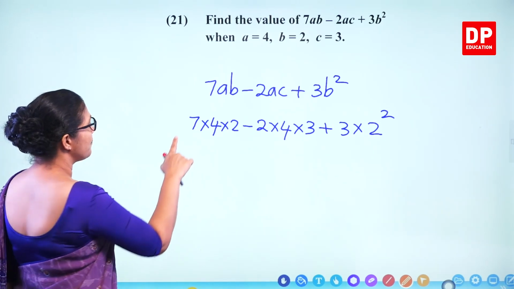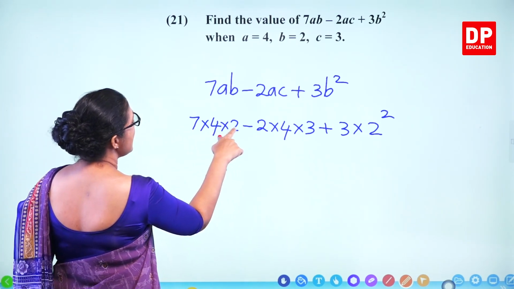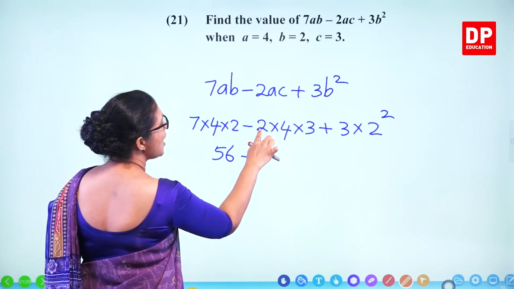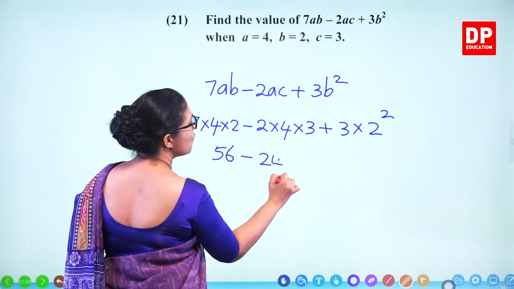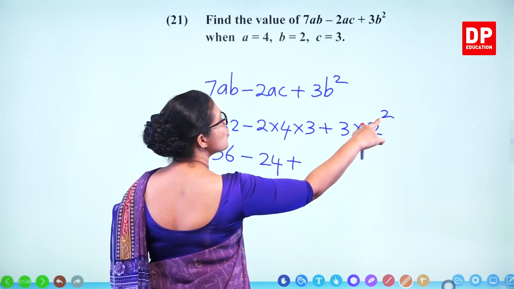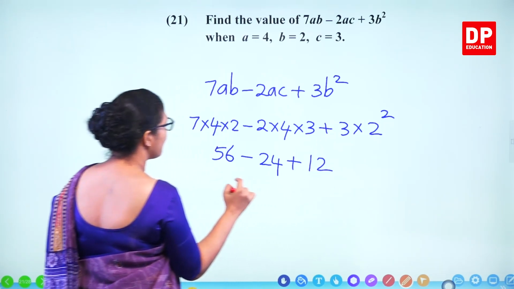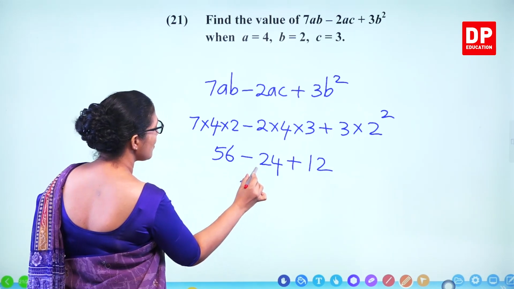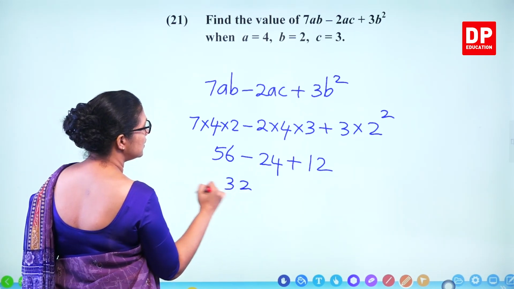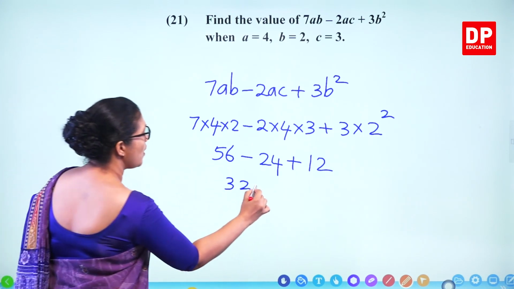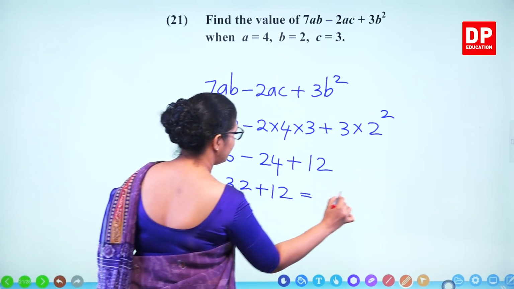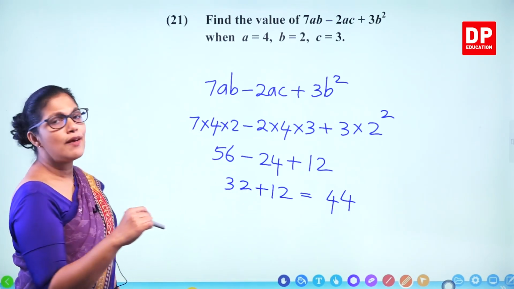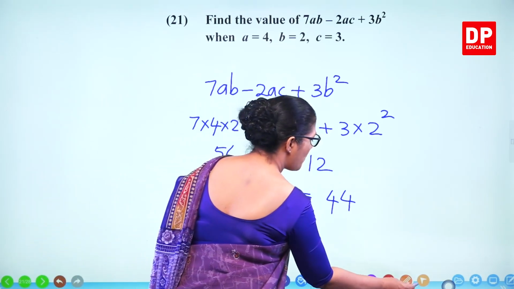First multiplication. 7 times 4, 28. 28 times 2, 56. Here 4 times 2, 8. 8 times 3, 24. This one, 2 squared is 4. 4 times 3, 12. You can subtract these two. You get 32 plus 12. 44. So 44 is the value of this expression. So 2 marks for that.